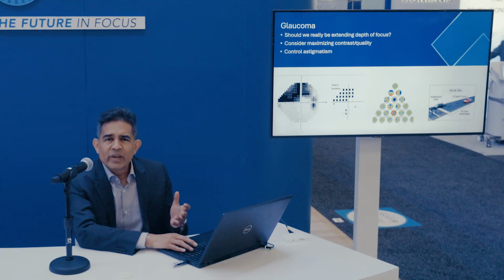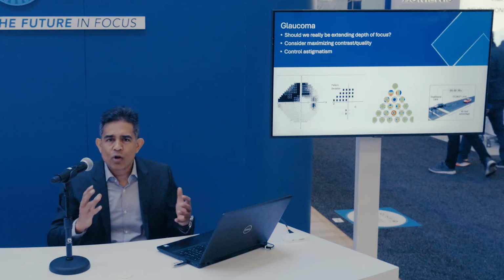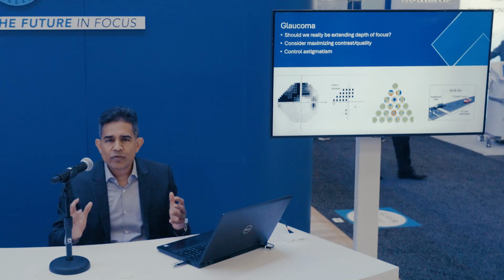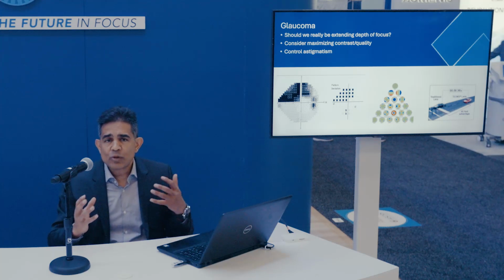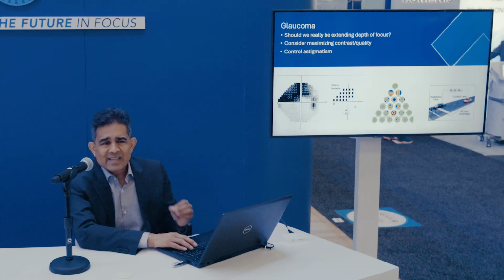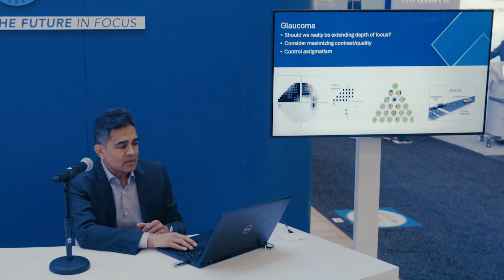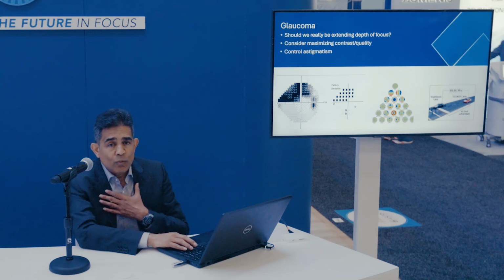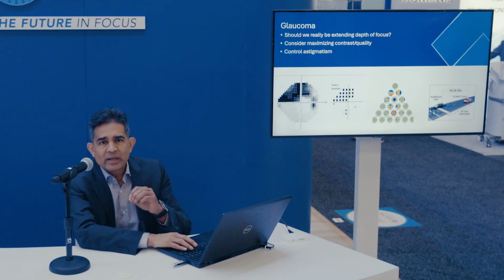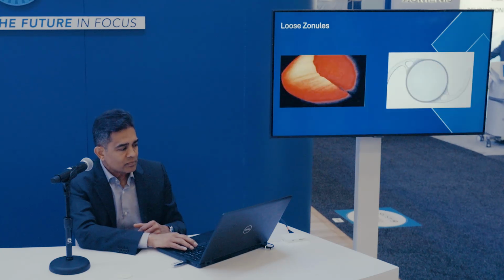Glaucoma. I feel like with glaucoma, it depends upon the level of glaucoma you're dealing with. If someone has mild levels of glaucoma where they don't have any visual field defects, you have the potential of choosing whatever lens you'd like. But in this situation, this patient has moderate to severe glaucoma. The real question is, should we really be extending the depth of focus? In my opinion, we should not be. We really should try to consider maximizing the overall quality and contrast of vision. So I would go more with a monofocal lens and potentially just control astigmatism.